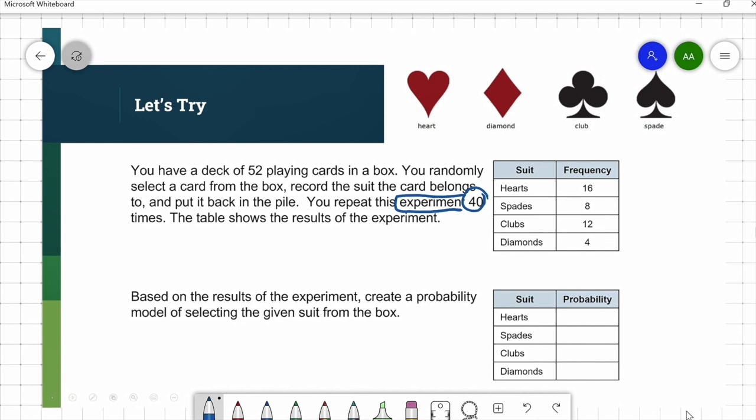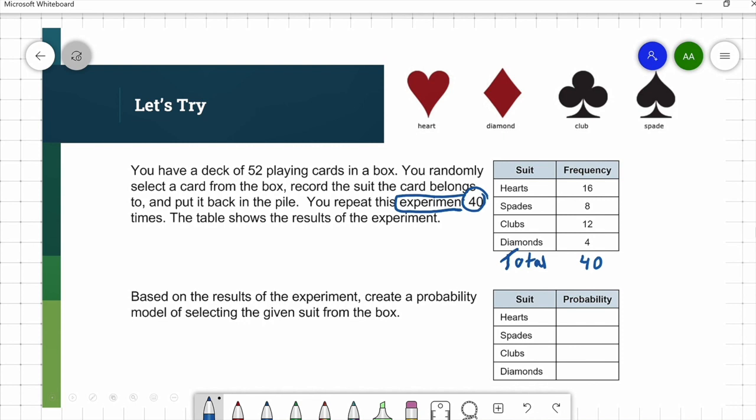Sometimes we will see a table created for us. Sometimes it would just be a word problem. But what's important about what we know with this particular example is an experiment was conducted, and the problem tells us that it was conducted 40 times. Sometimes we might not see this, but we will have the frequency in our table. And so what we can go ahead and do is write total at the bottom of our table and write our total frequency, which in this case is 40.